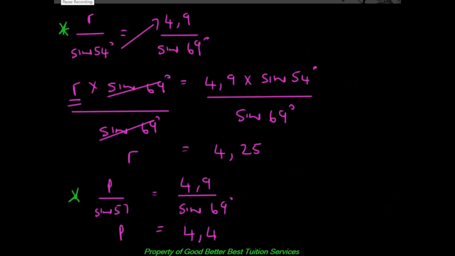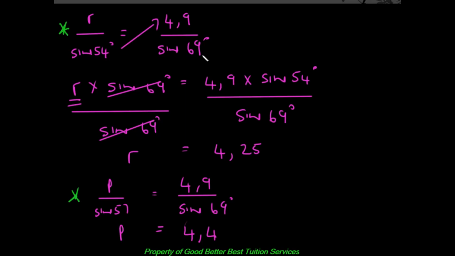This allows us to solve for the ratios one at a time. So we are going to use the values that we have for Q, and then we are going to work with R. Why do we not work with both ratios at the same time? Because when solving for a ratio, we need to make sure that there is only one unknown. If we were doing P, Q and R, we'd have two unknowns, and that wouldn't work. So we are choosing to work with r over sine 54 is equal to 4,9 over sine 69.